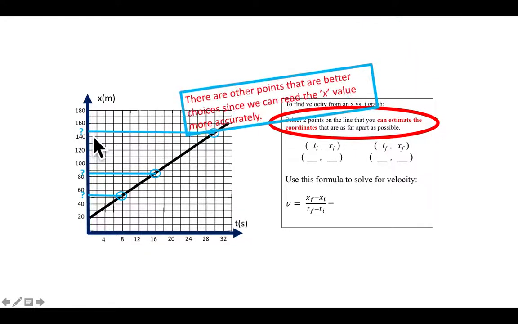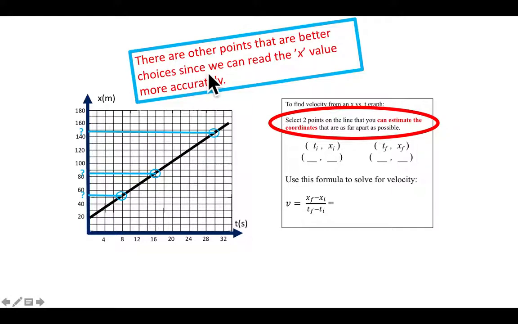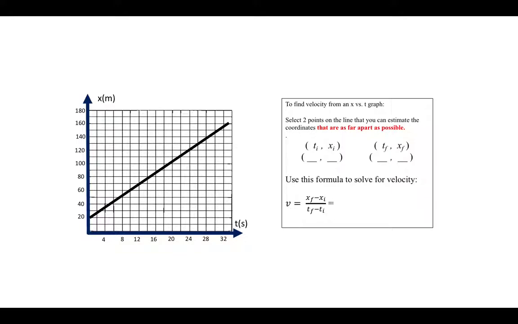So let's look at some that would be better choices. We want to make choices of our coordinates along this best fit line where it's easy to read the X value more accurately. Sometimes we don't have that choice, but usually we do. So let's begin by also acknowledging that we need the points to be as far apart as possible. So with that in mind, we want to start on the time axis over here at t equals 0 and begin looking right here for the first point that we can.